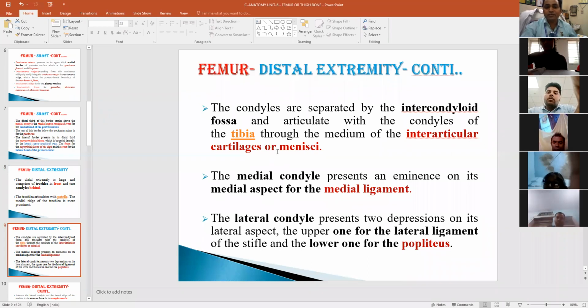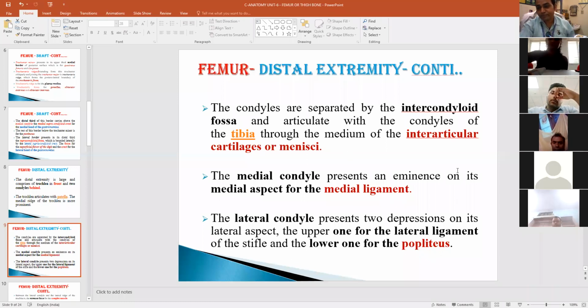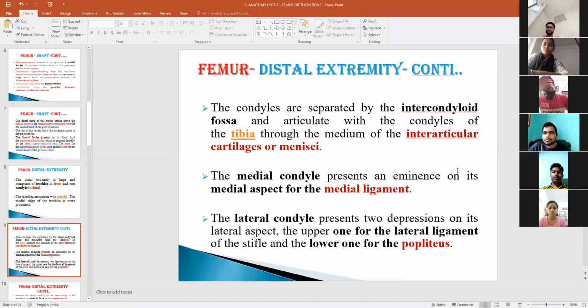So what are menisci? Menisci are cartilaginous structures located just above the head of the tibia and below the... fill in the blanks. Who will tell? Sir, condyle of the femur. The condyle of the femur, right? And it forms a joint known as the femorotibial articulation. So what are menisci? Menisci are cartilaginous structures located between the condyle of the femur and the head of the tibia.